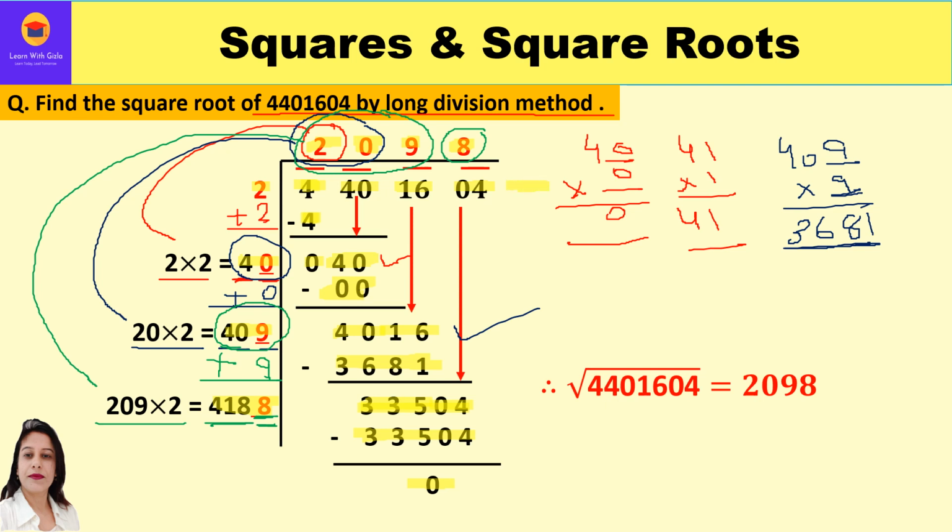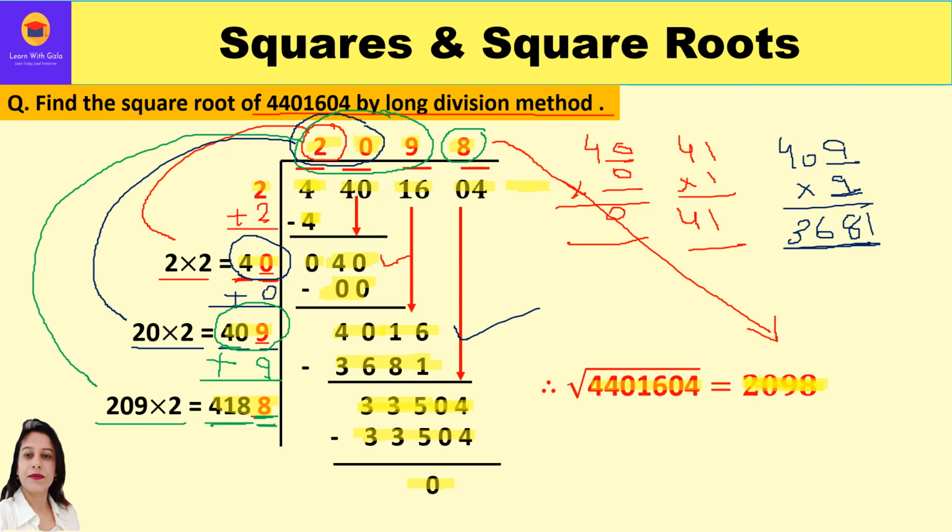So 0 is the remainder. There is no more period left over here which I can bring down. So I can say the quotient which I have got over here is my square root of this number. So the square root of 4401604 is 2098. Now one thing you have to note over here is the number of digits in the square root is exactly equal to the number of periods which we formed in the beginning. So over here the number of periods were 4, so the number of digits in the square root will also be 4. This is an important point to note.